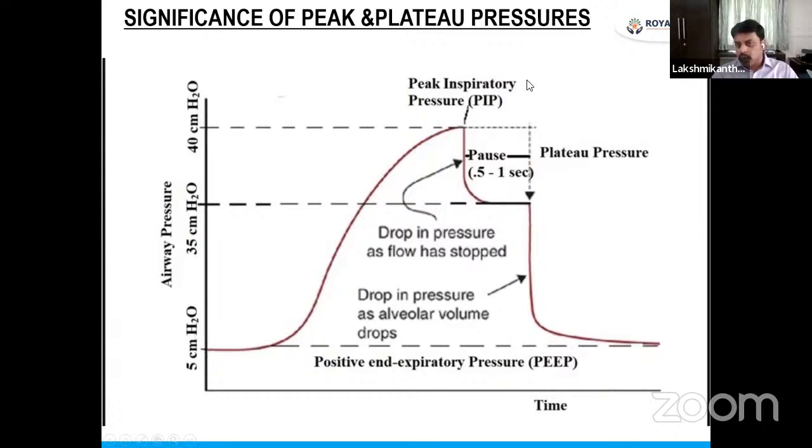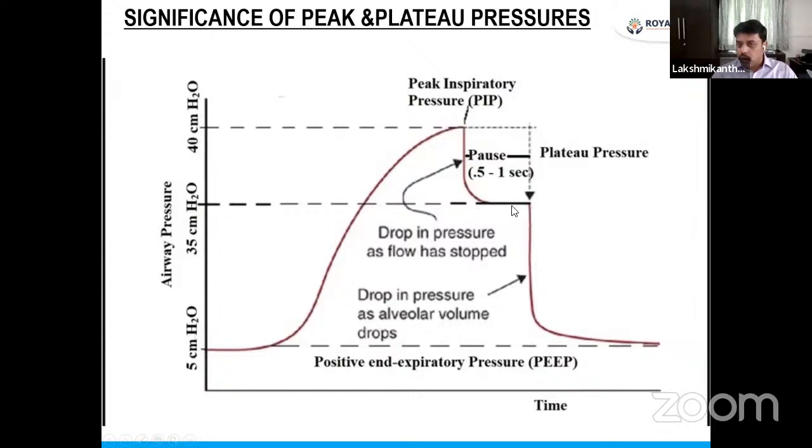But this peak pressure is not the only pressure that is important for us. The most important pressure is your plateau pressure. To know the plateau pressure, we give a pause at the end of inspiration. That is, we interrupt or pause the flow of air into the lungs and out of the lungs. So there is nil flow in the respiratory system.